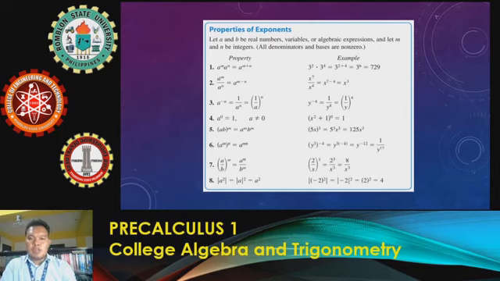Then, properties of exponents. So, we have a raised to m times a raised to n. Pwede natin sabihin a raised to m plus n. Then, a raised to m over a raised to n is equivalent kay a raised to m minus n. Then, a raised to negative n, we can write it as 1 over a raised to n, no? Then, yung mga sumunod po, pakitandaan na lang po, ha?